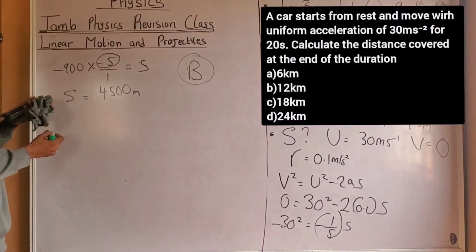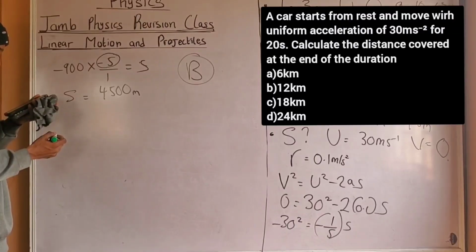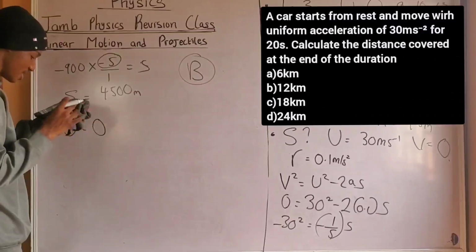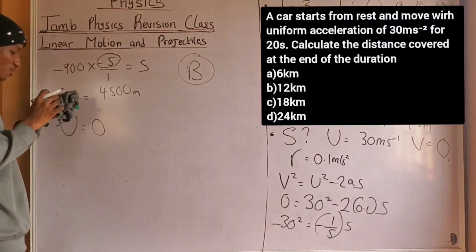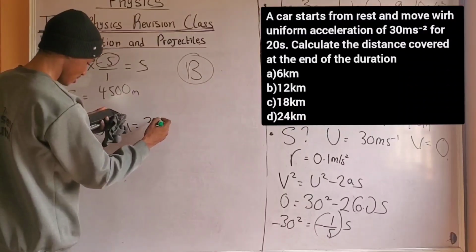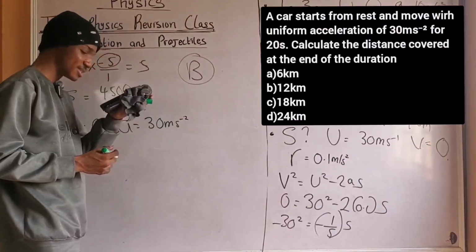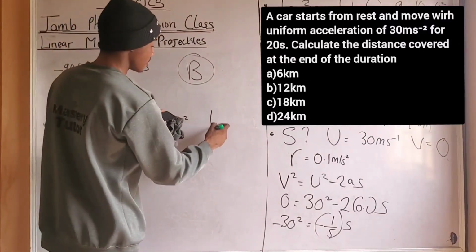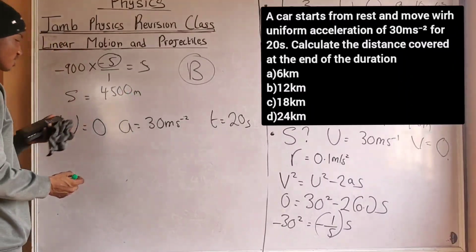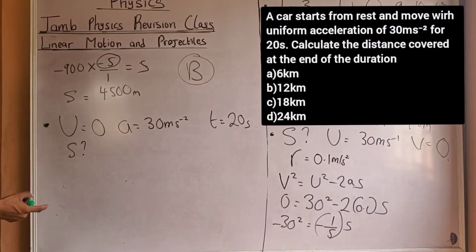We are given that the car starts from rest. A car starts from rest. That means the initial velocity will be 0. And then it moves with uniform acceleration, a equals 30 meters per second squared, and the time is equal to 20 seconds. We are asked to calculate the total distance traveled, s. s is not known. Now, how do you find the value of s here?